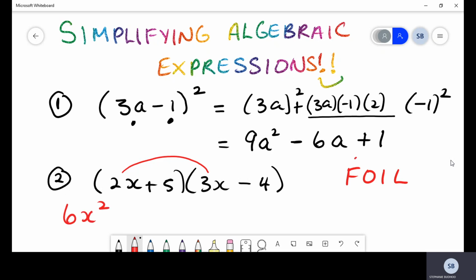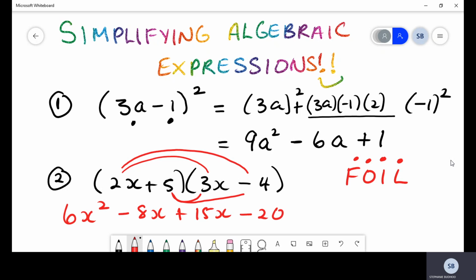Then we will multiply the outer. That means we have to multiply the two outer numbers. 2x multiplied by -4. That gives us -8x. Next up, we multiply the two inner numbers. That's 5 multiplied by 3. That gives us 15x. Finally, we multiply our two last terms. That's 5 multiplied by -4.